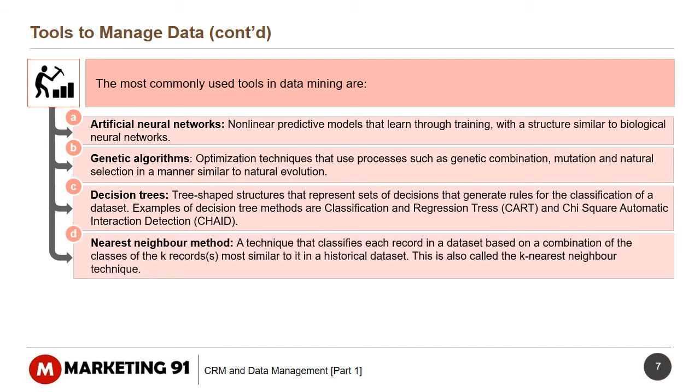Nearest neighbor method, a technique that classifies each record in a data set based on a combination of the classes of the K record or records most similar to it in a historical data set. This is also called the K nearest neighbor technique.